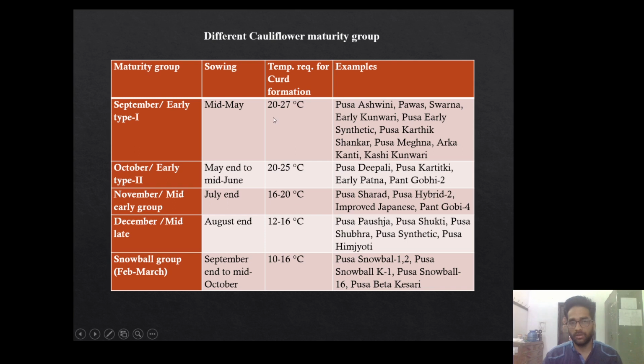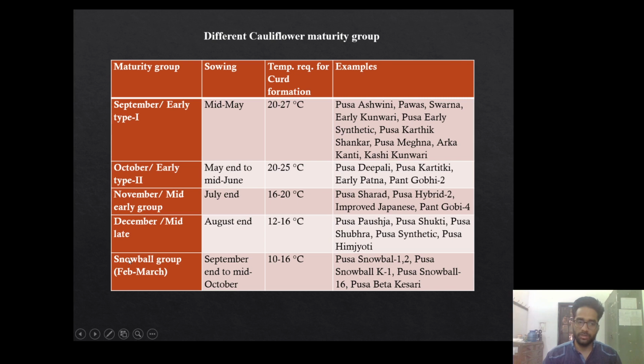The examples are Pusa Ashwini, Pawas, Swarna, Early Kwari, Pusa Early Synthetic, Pusa Kartik Shankar, Pusa Meghna, Arka Kanti, Kashik, Kumari. And the early type 2 or October maturity group are Pusa Dipali, Pusa Kartiki, Early Patna, Pant Gobi 2. Like that, there are the November or mid-early maturity group, December or mid-late maturity group, and the late maturity group, which is the snowball group, where the curd matures in February, March.